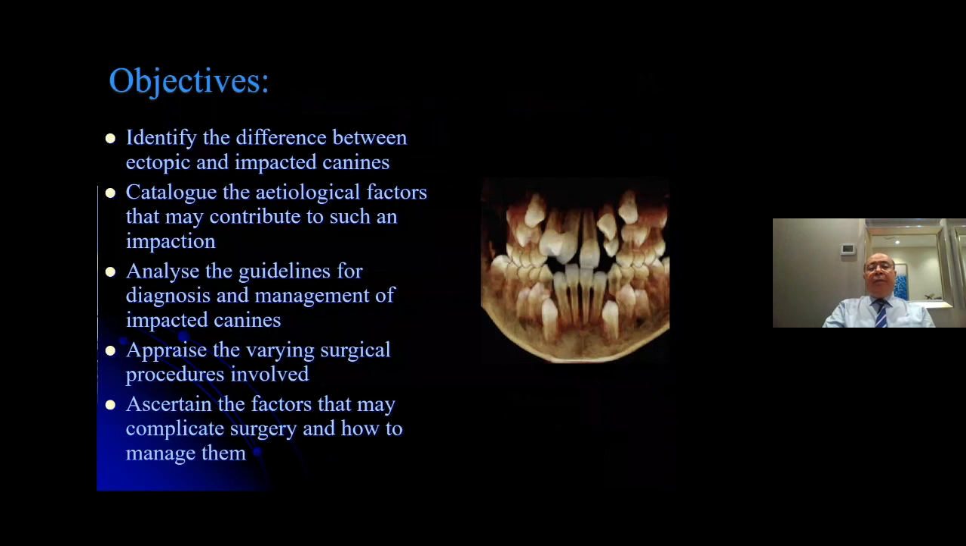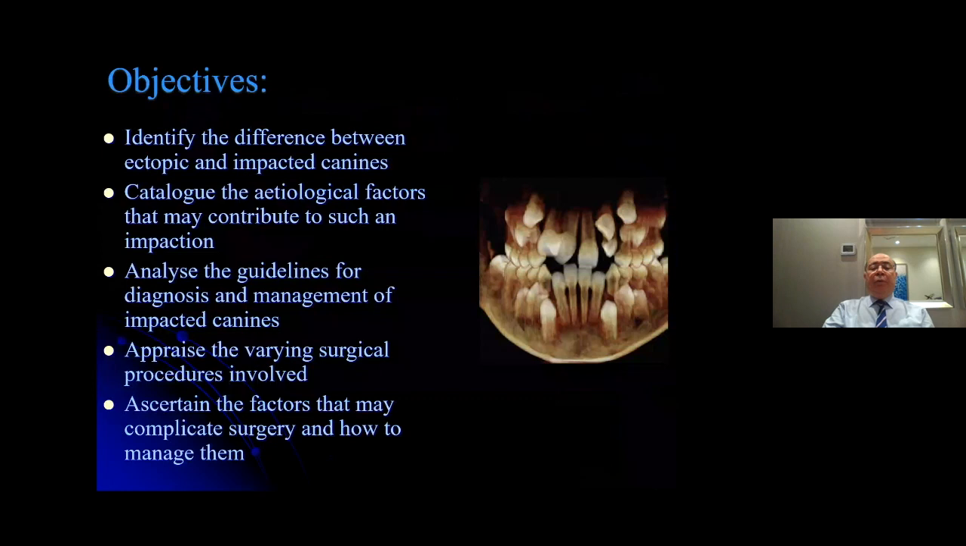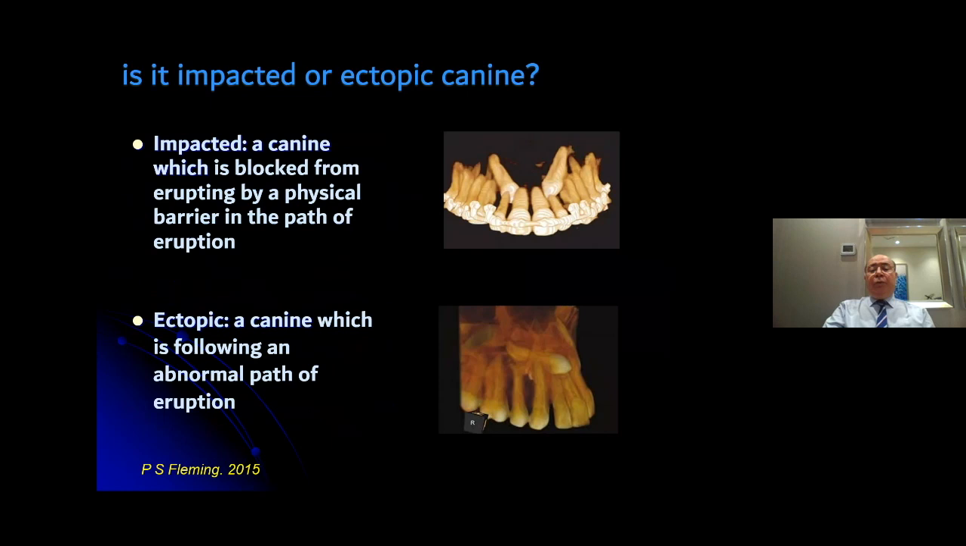The objective of the topic is to identify the difference between impacted and ectopic canine, to catalog the etiological factors that may contribute to such an impaction, analyze the guidelines for diagnosis and management of impacted canines, appraise varying surgical procedures involved, and also I'm going to talk about the factors that may complicate surgery and how can we manage them.